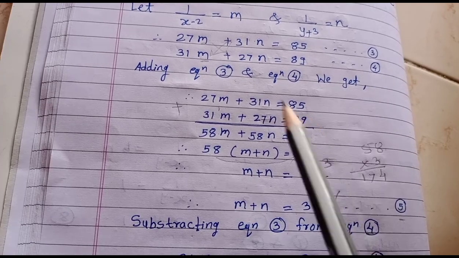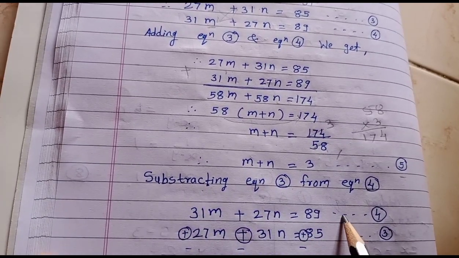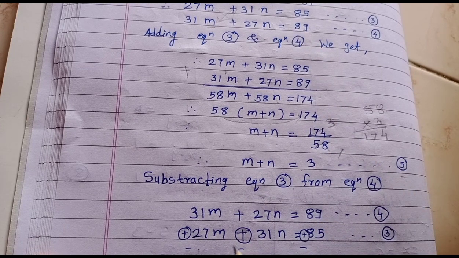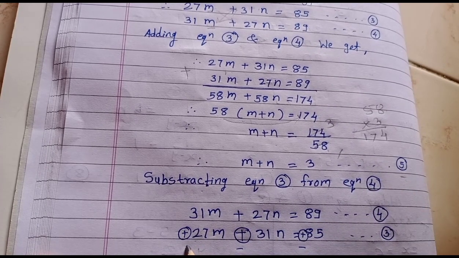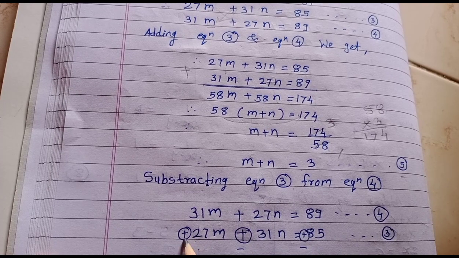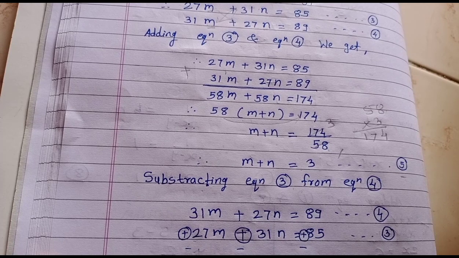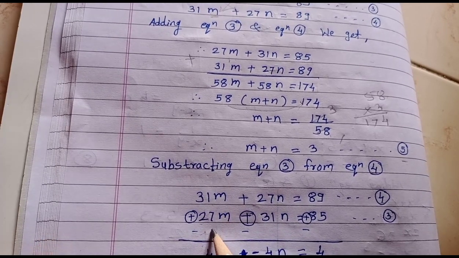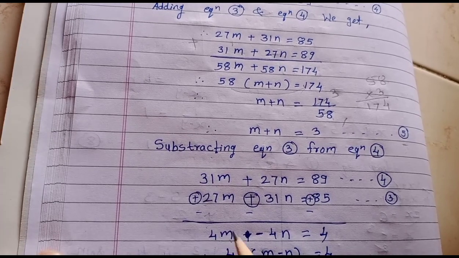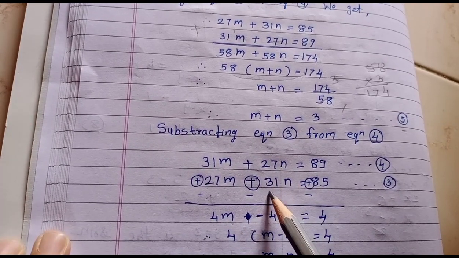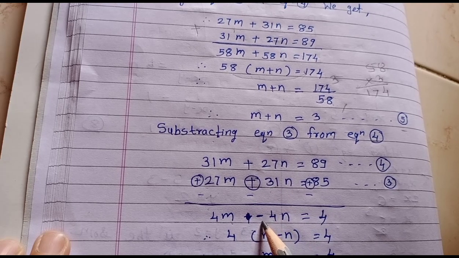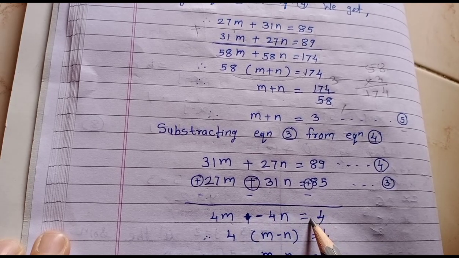So you must write here first the fourth equation, and then the third equation. Therefore subtracting means different signs, so the signs change: plus becomes minus, plus becomes minus. You know 31 minus 27 is 4m, and 27 minus 31, bigger number sign, so minus 4n is equal to 4.